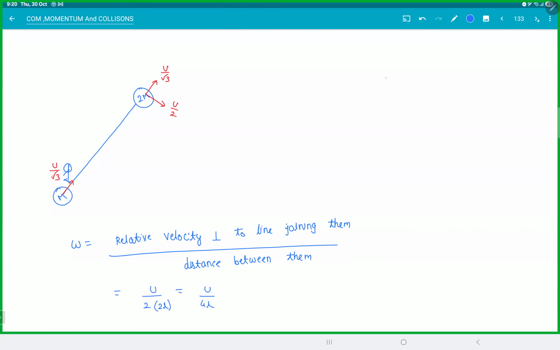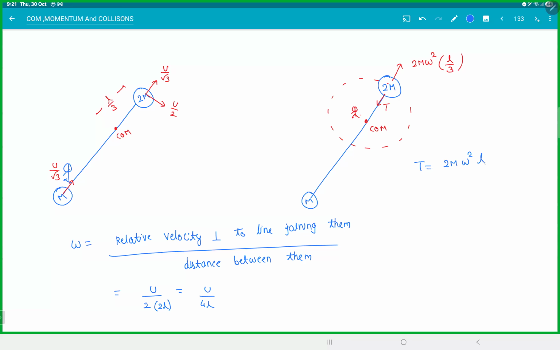Then it is going in a circle. So it is going in a circle with respect to what? With respect to the center of mass. So you have to be careful with that. If you go and stand on the center of mass, the forces will be tension, and since you're going in a circle, there will be a centrifugal force, which is 2m omega square radius, with radius L by 3. You could have taken the other block also and you would have got the same answer. Therefore, tension will be 2m omega square, the radius is L by 3.